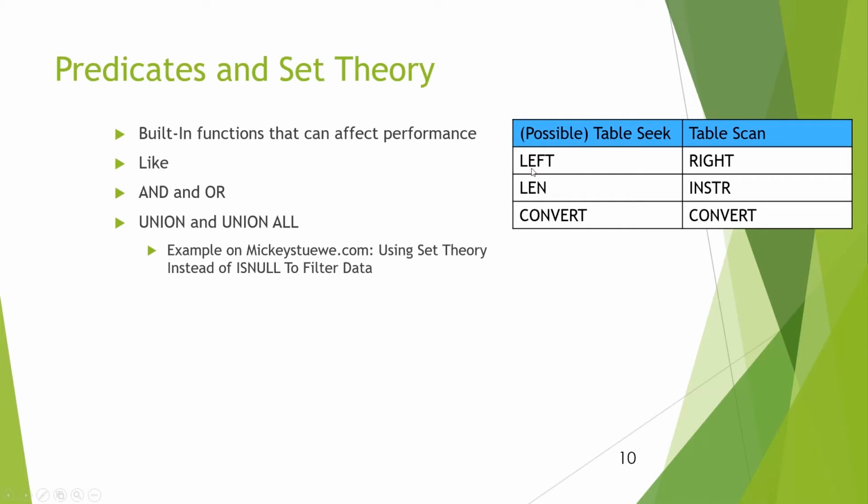So for the left function, it always knows to start at the beginning of the index to get the data, while the right function is utilizing the data from the end of the strings, which means it's going to have to do a table scan because the data is not ordered by the last end characters.